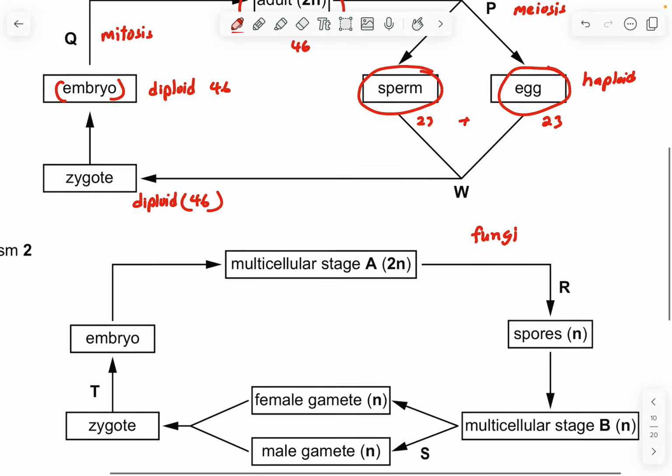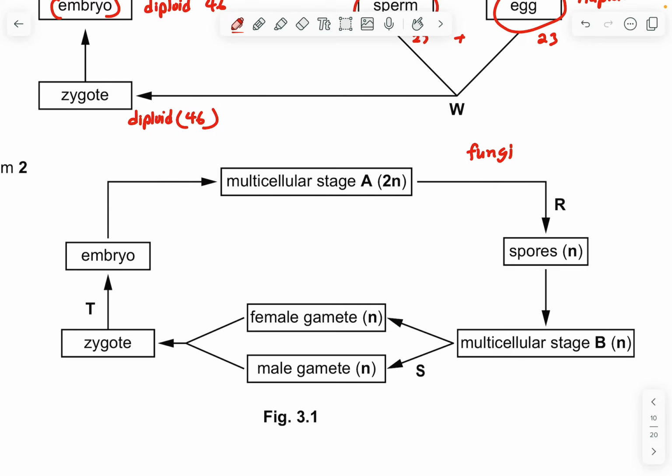Okay, now you see for R. So for multicellular stage, it is 2N. Let's say it is 46 again, and you become spores is 23. So what does it undergo? Meiosis again. Okay, so because you are basically half the number to become a haploid, it is half of it.